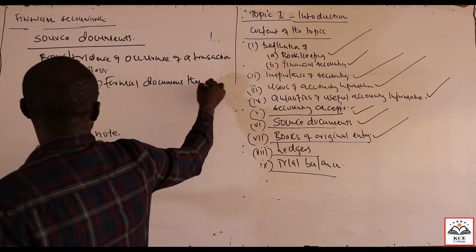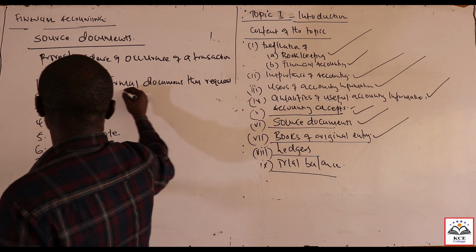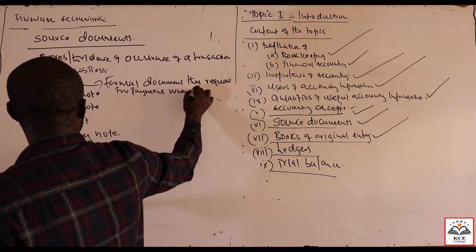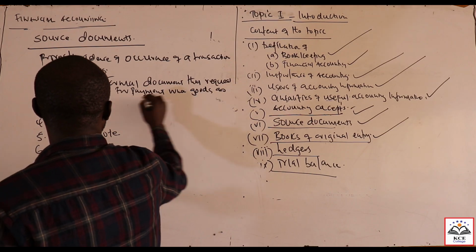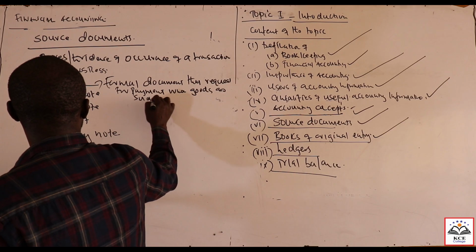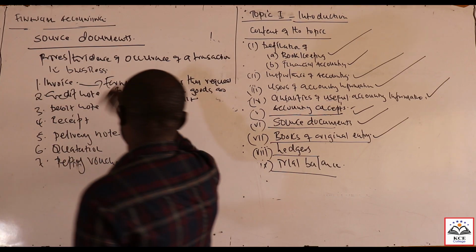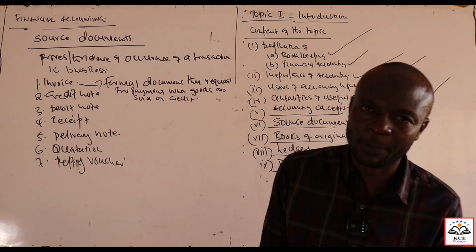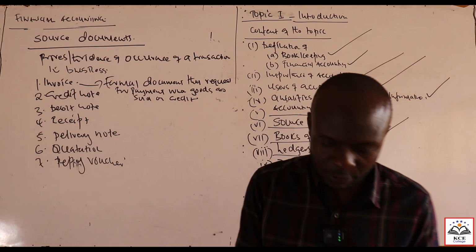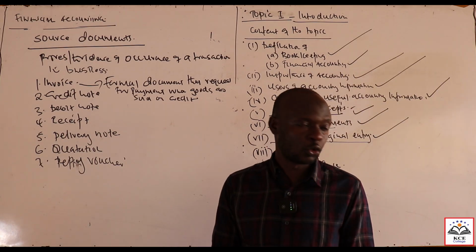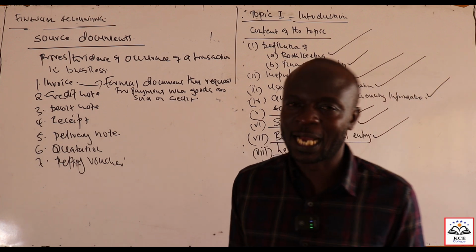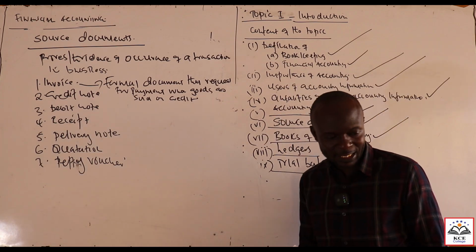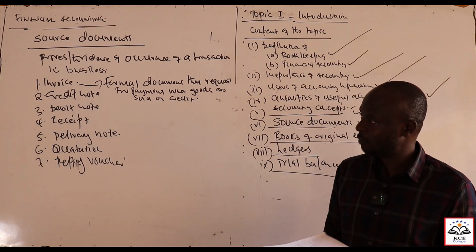So in simple words, it is a formal document that requests for payment when goods are sold on credit. So we have incoming invoices. Those ones are originating from suppliers when they sell on credit to the business, and then we have outgoing invoices. Those ones are sent by the business to the customers, whom we call debtors. The business name for credit customers is debtors. So that is an invoice.